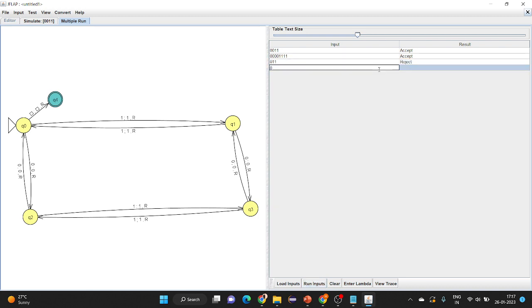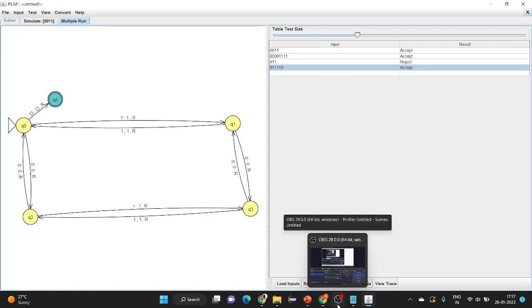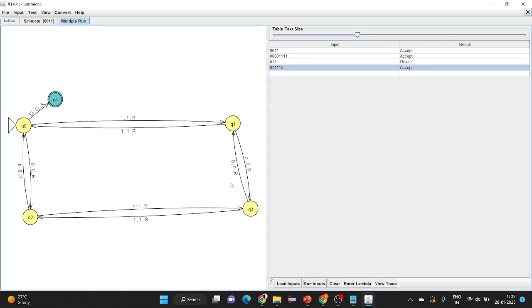And again you see 011110. If I run this, it will be accepted because it has an even number of zeros and an even number of ones. So thank you. Basically, this is the Turing machine part, how to find an even number of zeros and an even number of ones.